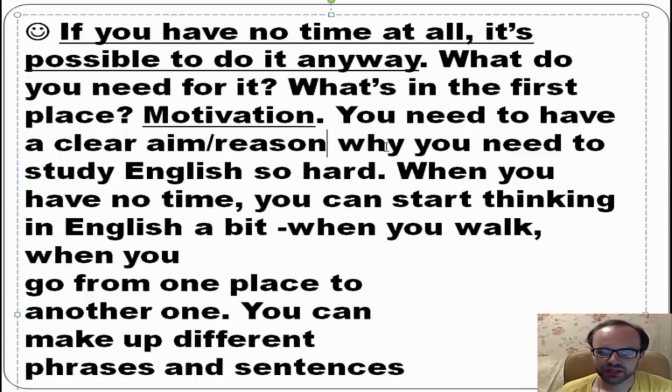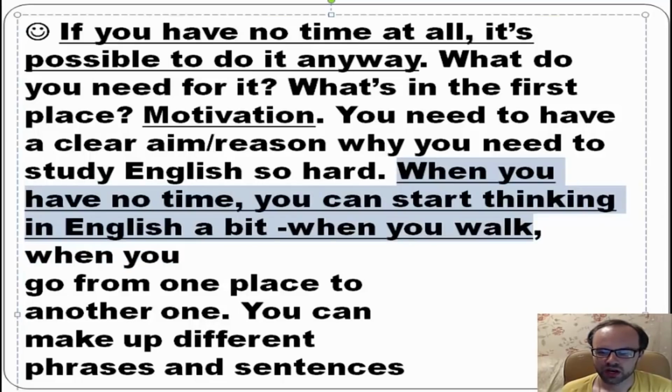And when you have no time, you can start thinking in English a bit. It means a little. So when you walk, I also do it. I think in English. It's a habit for me.